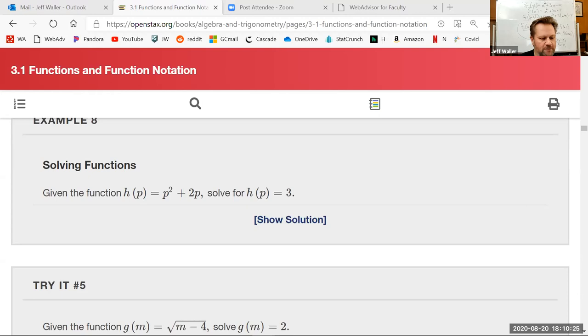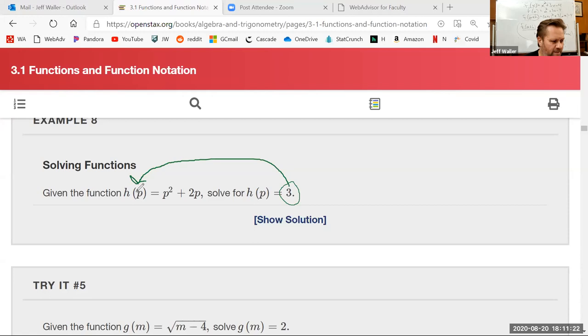Okay, you ready? Everybody do this problem. I'll tell you what. You don't put a 3 in for P because nowhere does it say that P is 3. Let me try this out so I don't have to keep going back and forth. I'll tell you where to put that 3, Jeff. Where do I put that 3? Into P squared plus 2. That's right. You put this into where H of P is, because it's H of P that's 3.